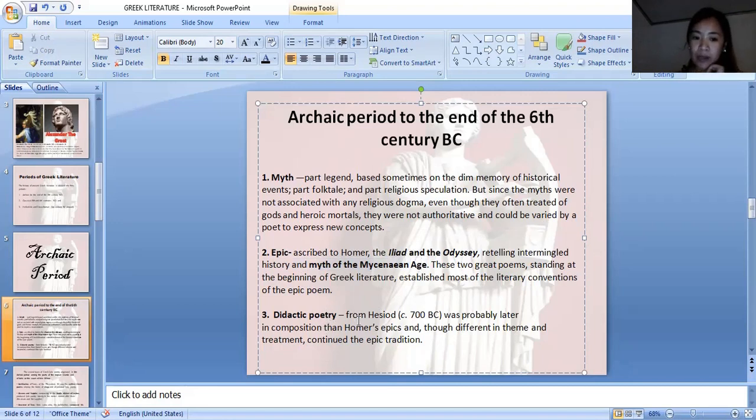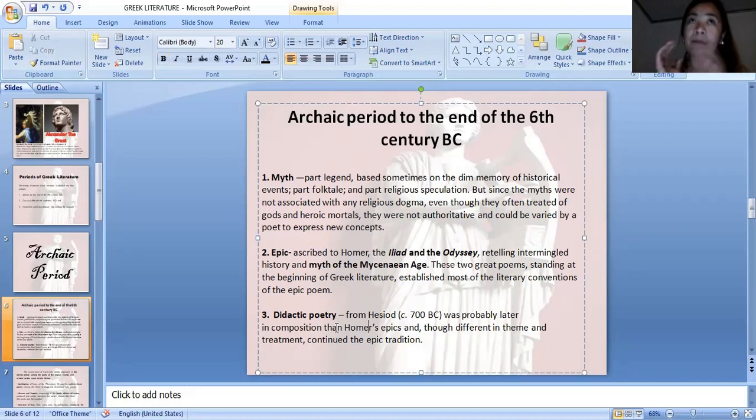Next, didactic poetry. When we say didactic poetry, it is from Hesiod, was probably later in the composition than Homer's epics, and though different in theme and treatment, continue the epic tradition. Kahit na medyo naiiba yung didactic poetry during this time, still nag-support pa rin siya doon sa epic na nag-boom sa time ni archaic period. Okay? Again, archaic period, we have the myth, the epic, and the didactic poetry.